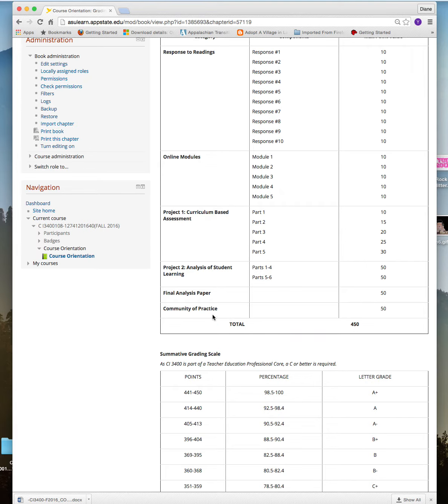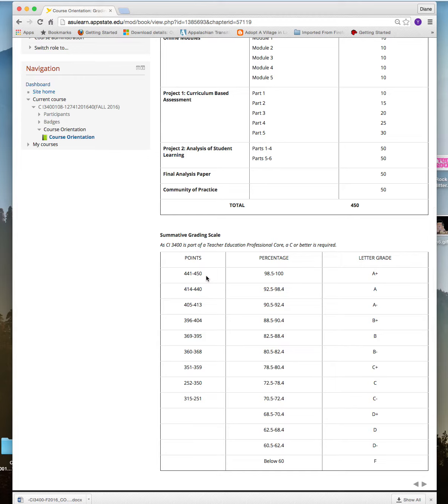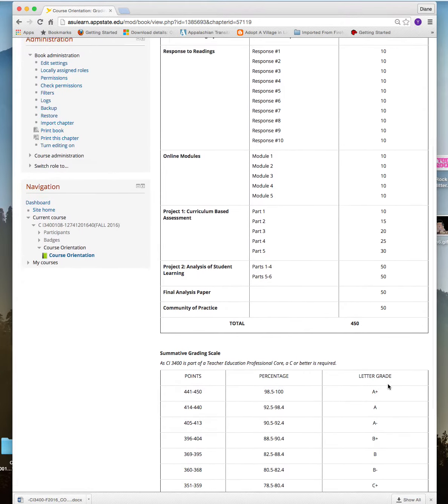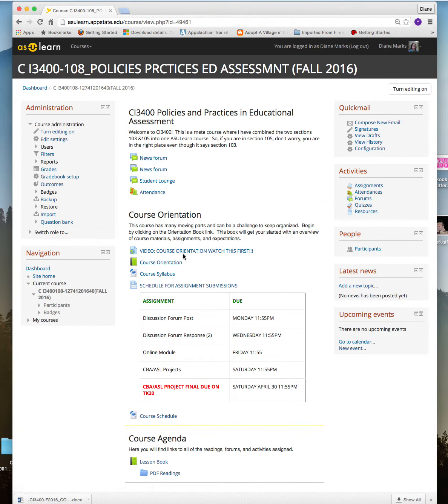How well did you work with other people? How well did you communicate? Were you a part of your group each week when you posted and responded? At the end of this class, there's a possible 450 points. Remember, for this class, you have to get a C because it's a core course in order for it to count. Now, there are a couple of things that you really need to know, and that will be in the syllabus.